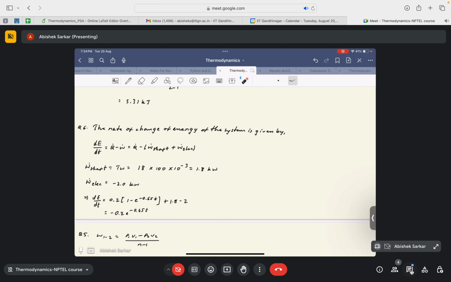Why? Because the motor draws an electric power of 2 kilowatt from the electric source, or electric power input, so it is negative. Moreover, just to make your understanding far better, you can clearly see that the shaft work has to be less than the net electric input, because no system is 100% efficient. So the net work output by the system must be lesser than the net work input on the system, and because the only work input is electrical work input, the net work output should ideally be lesser than the net work input.